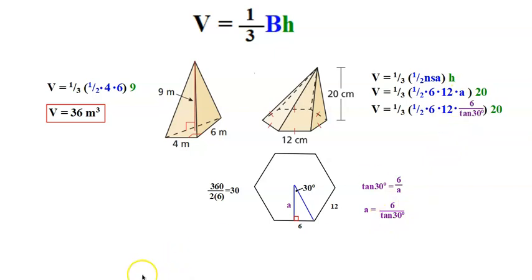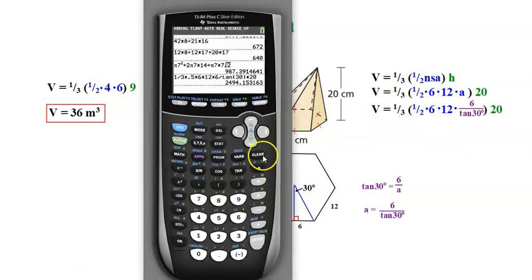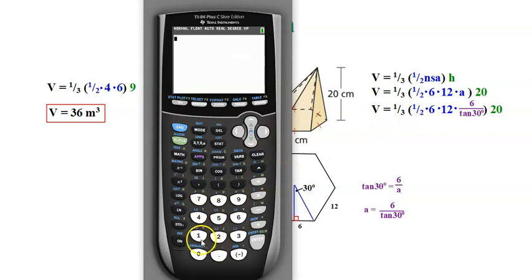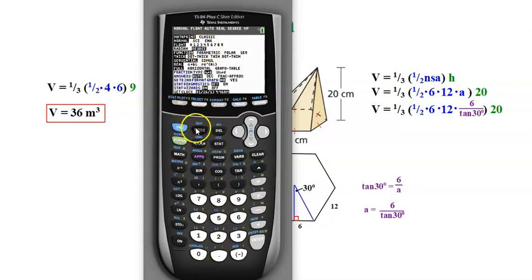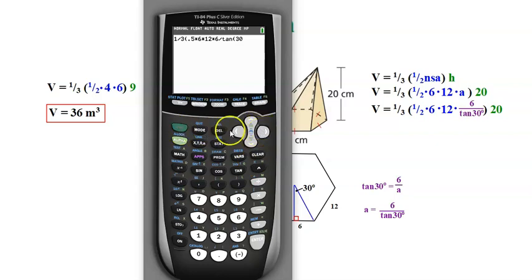So I have this. And now I'm going to take that and stick it into the calculator just like that. Where's my calculator? There it is. All right, clear that out. Okay, so we have 1/3 times 1/2, and we'll use the decimal because it's faster, times 6 times 12 times 6 divided by the tangent of 30. Let's make sure I'm in degrees, and yep, I'm in degrees. 30, close parentheses, close the other parentheses, and then times 20.